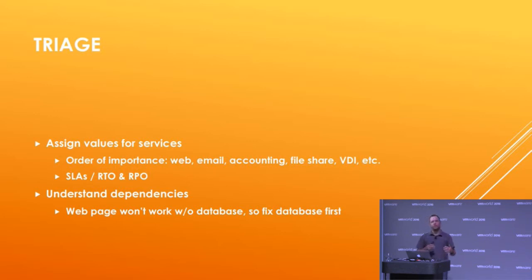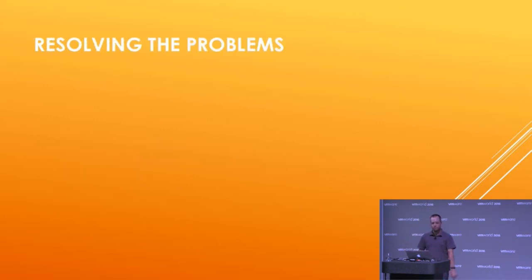You also need to understand the dependencies of the services when you're doing the triage. So for example, going back to the e-commerce website example, let's say your databases are down and your web servers are down, but the web servers get all their information from the database servers. There's no sense in bringing the web servers up first because they're not going to be doing anything. If you get the database servers up and running, well, then there might be other business units that depend on those as well, and they'll be functioning.